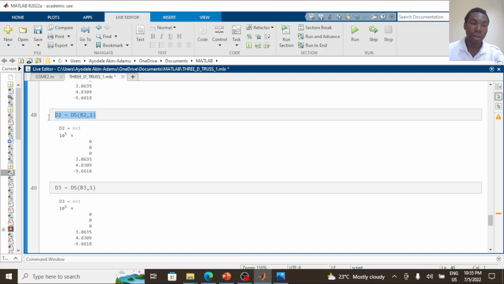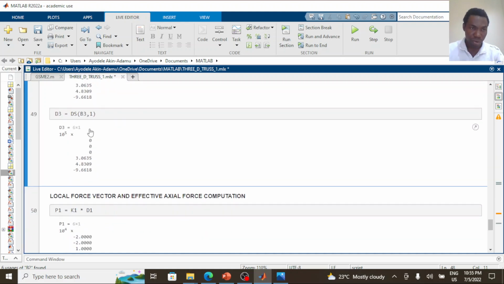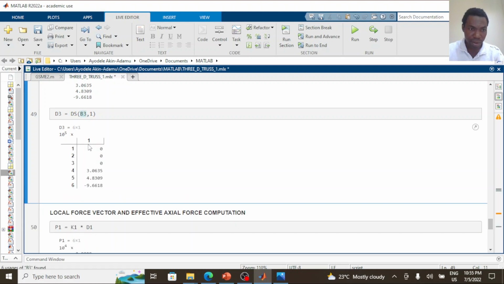the local displacement vector for element 2. We use the B2 degree of freedom vector, and we get this as our local displacement vector for element 2. We do the same thing for element 3. This is the local displacement vector for element 3.